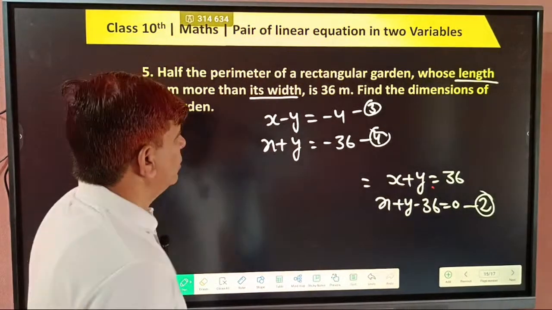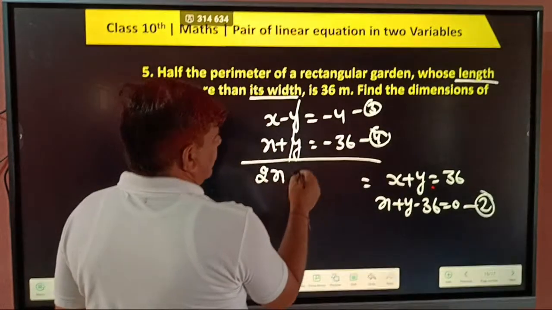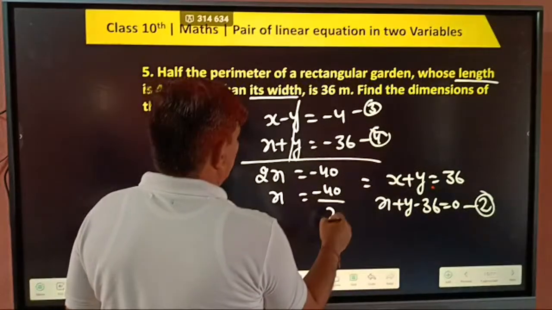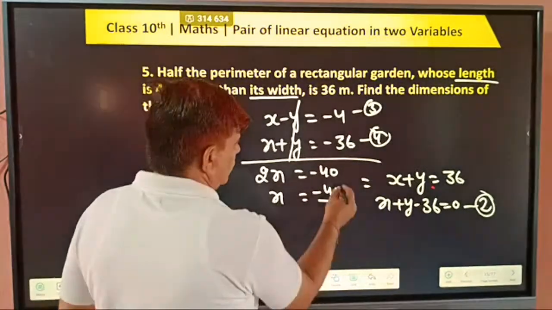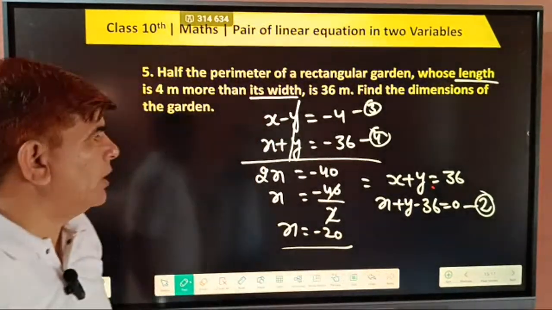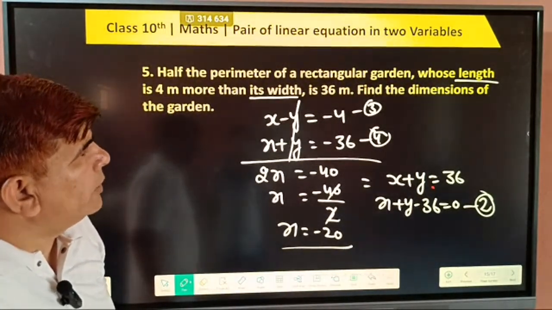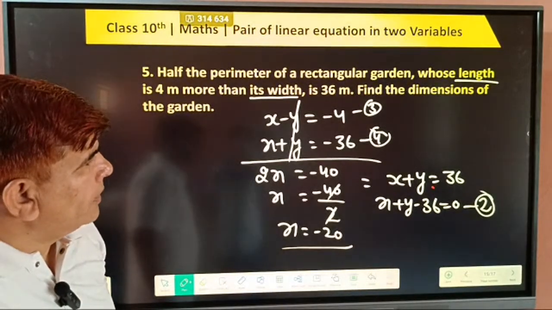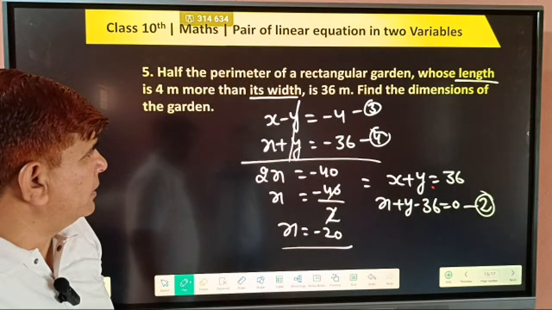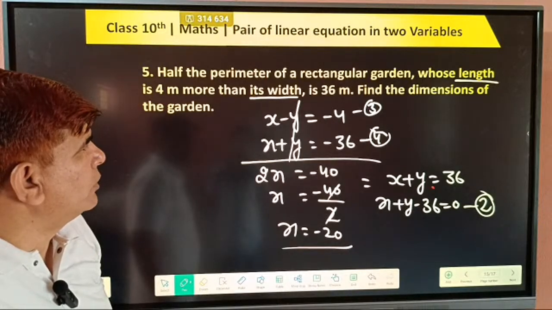Adding the third and fourth, 2x is equal to minus 40. So what's your x? Minus 40 by 2, so x equal to minus 20. But length is always positive, never negative. So x is how much? 20. What's your x? X is 20. Its meaning is this. So how can you find out?